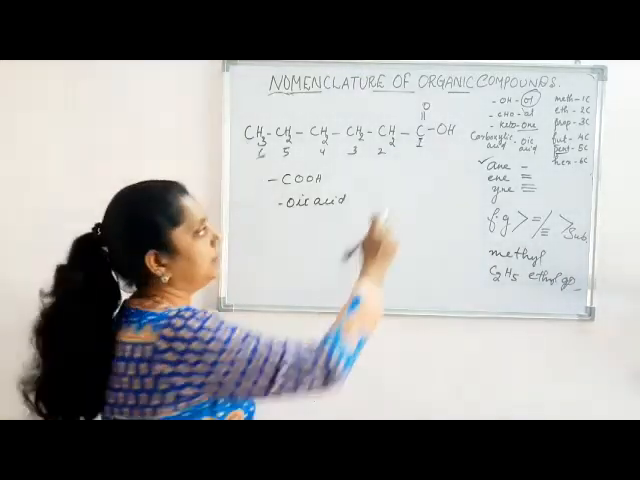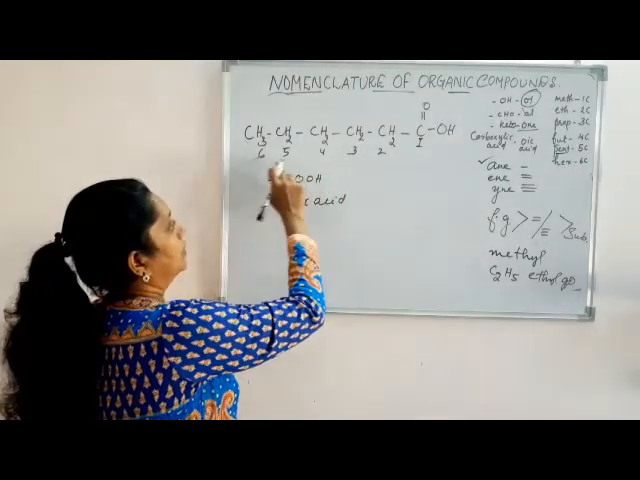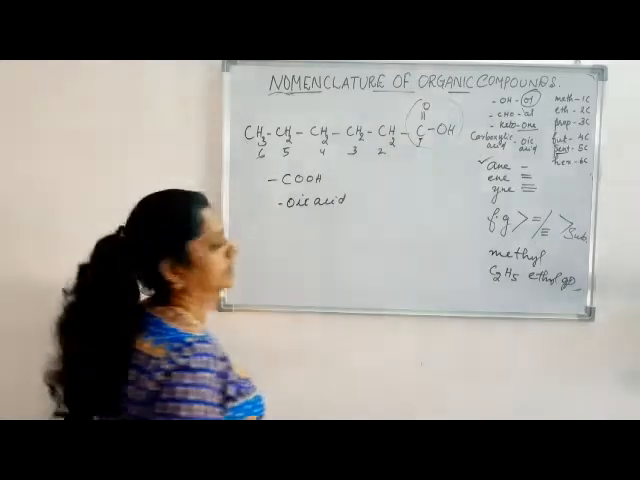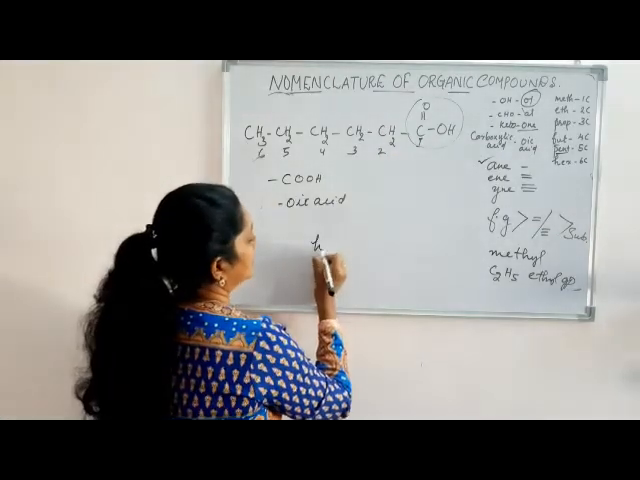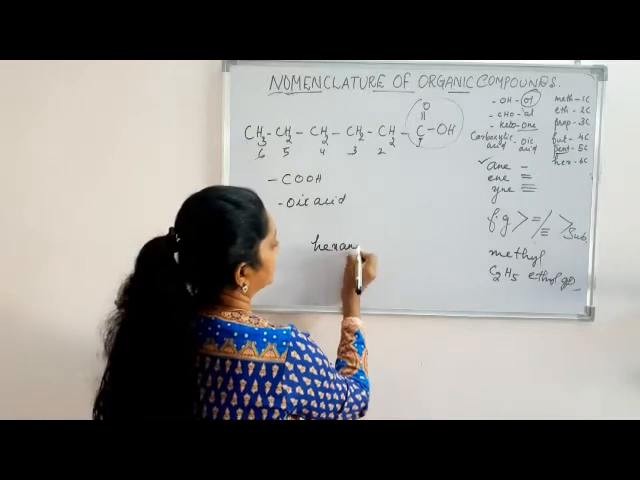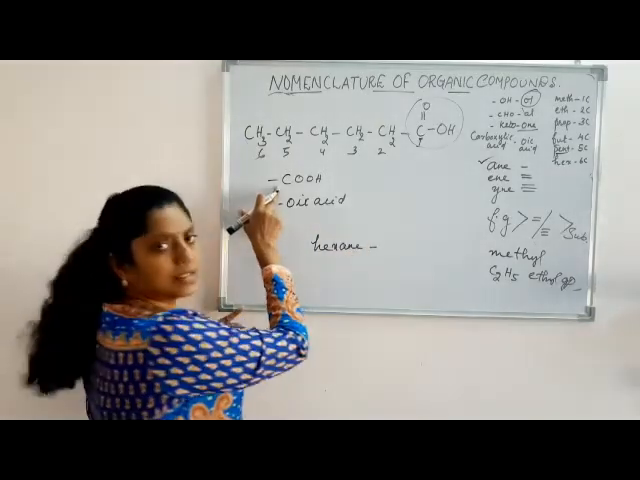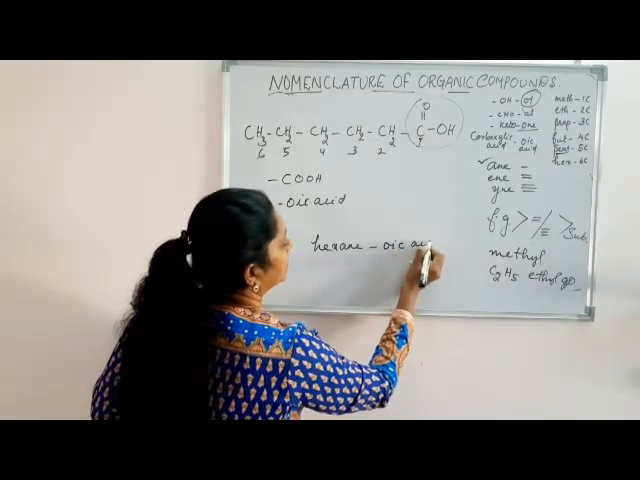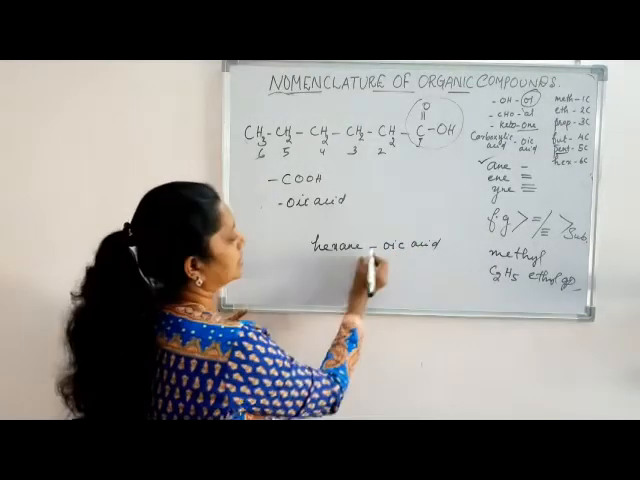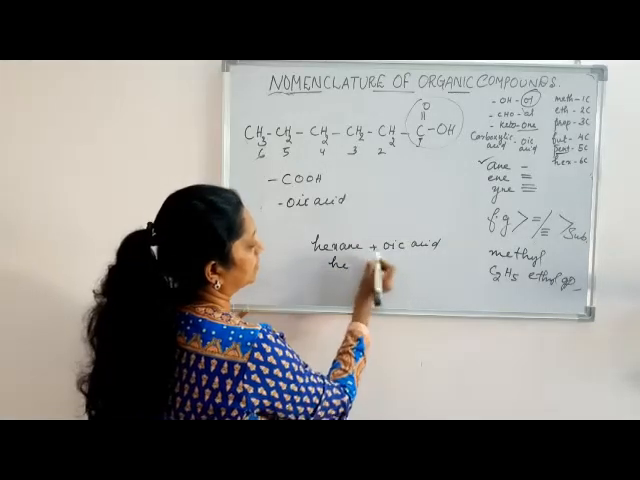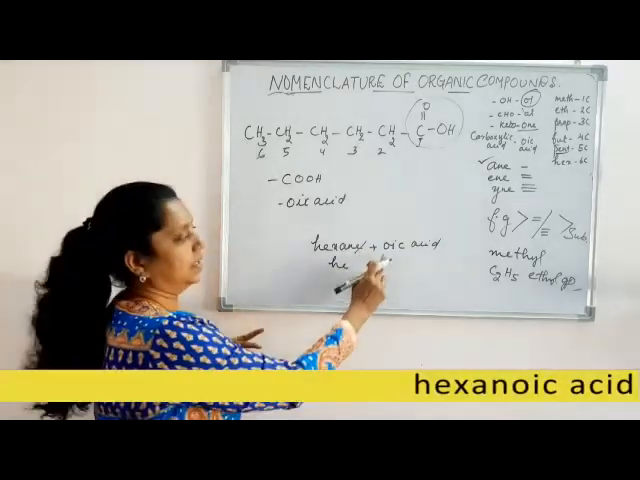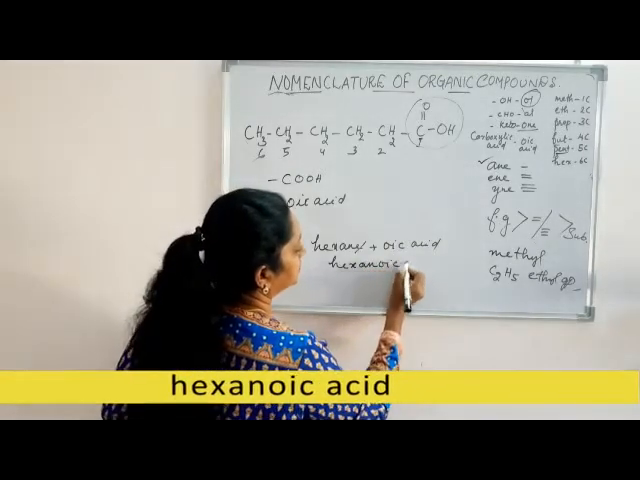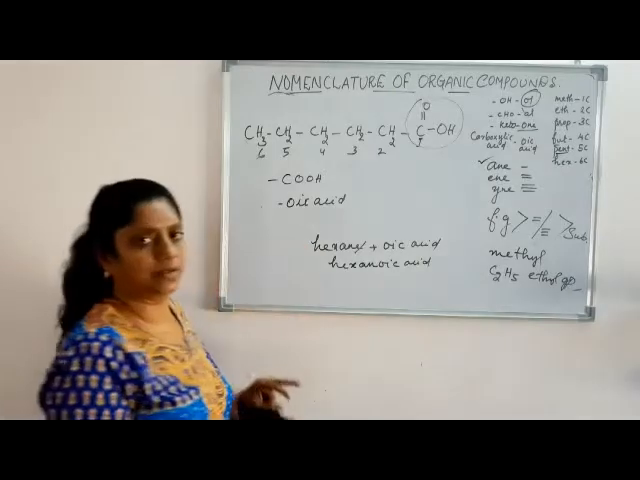Numbering should start from this side, that is 1, 2, 3, 4, 5 and 6, because here is the functional group COOH. So 6 carbon atoms are here, so it is hexane, and since the COOH group is the functional group, the suffix is oic acid. Hence it is hexanoic acid, because we are dropping this E. Here is the vowel sound. The compound is called hexanoic acid.